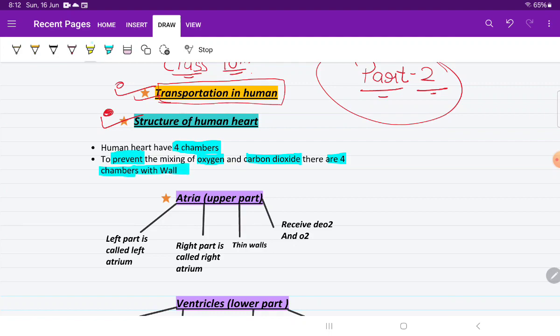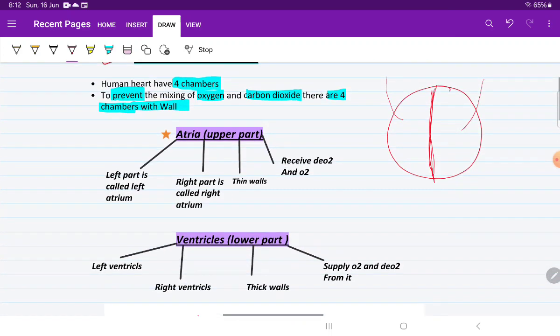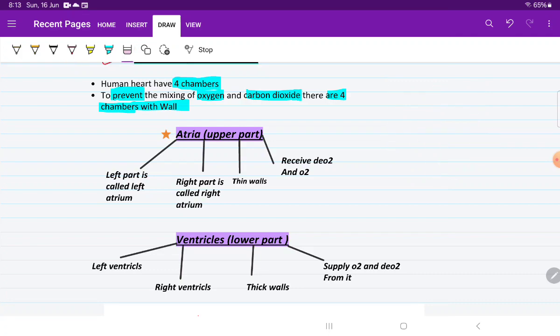Let's take an example. This is a heart. From here the deoxygenated blood is going out, and here the oxygenated blood is coming in. There is a wall between them. This is the rough structure, students. There is a wall between them to prevent the mixing of carbon dioxide and oxygen. So this type of structure in our heart is there.